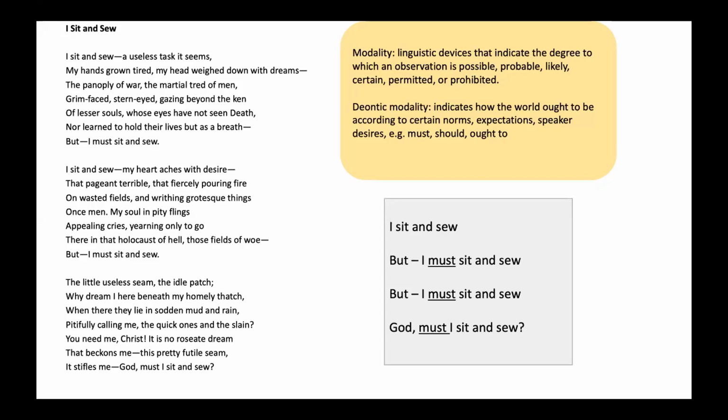So in this poem then, you might use modality as a frame through which just to examine the way the poem shifts from no modal, not being modalized at the beginning with I sit and sew, with this development to I must sit and sew, the repetition of I must as well, but then the modality that shifts to a question at the end, must I sit and sew?